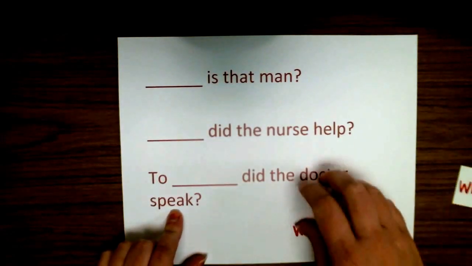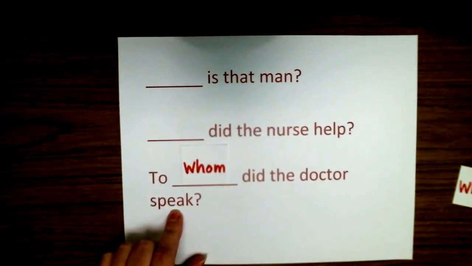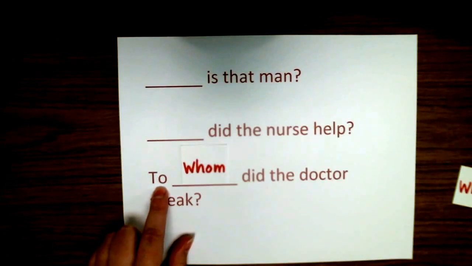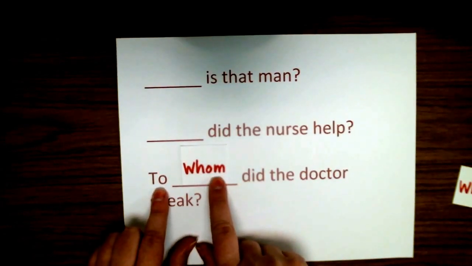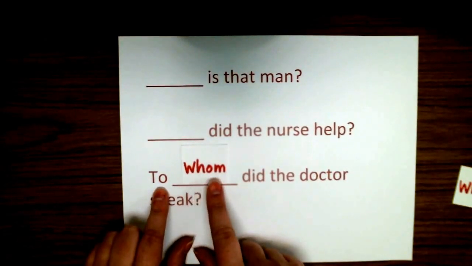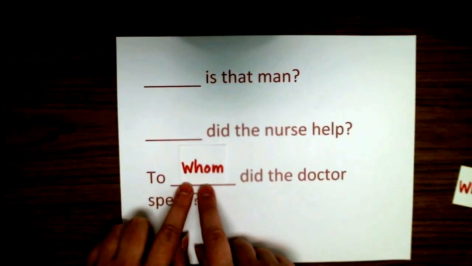So I'm going to choose my object pronoun of whom and say, to whom did the doctor speak? Remember what part of speech this is? We haven't talked about it yet, but we've mentioned it in another video. This is a preposition. If I have a preposition of any kind in front of the word who or whom, I'm going to choose whom every time. So to whom did the doctor speak? From whom, of whom, about whom. Anytime I've got a preposition, it's going to be whom.